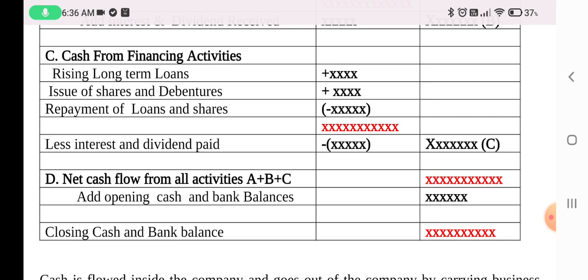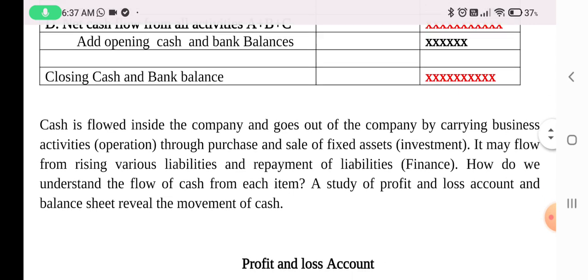With the net cash balance, you add the opening cash and bank balance. The opening cash and bank balance will be added, then it will give the amount. That amount is equivalent to the closing cash balance. The closing cash balance is shown in the balance sheet. So when both figures are the same, you have prepared the cash flow statement correctly. So this is the format of the cash flow statement.